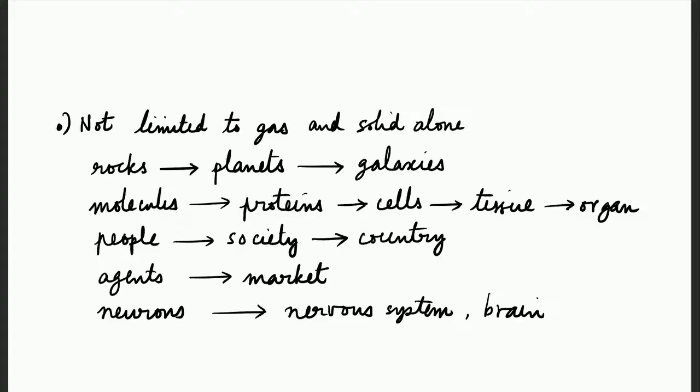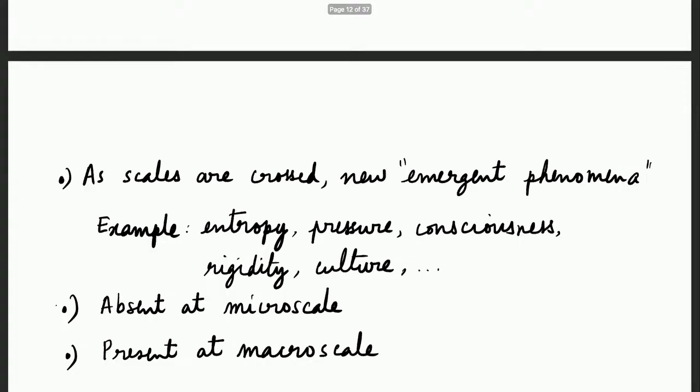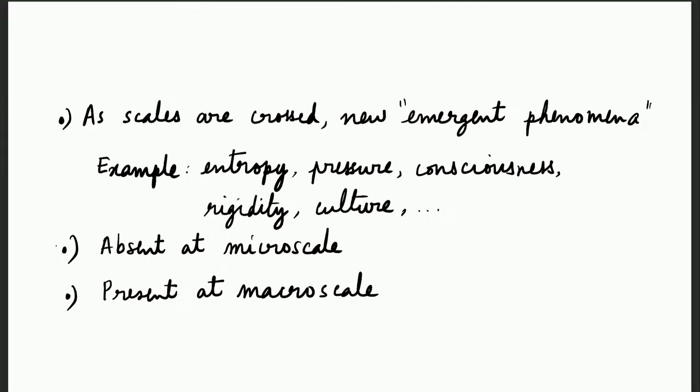Now, as the length scales are crossed from micro to macro, a lot of new emergent phenomena come. So, for example, we talked about pressure, which is not there at the single atom, single particle range, entropy, consciousness. Two neurons, there is no consciousness. Millions of neurons, suddenly you have consciousness. So, you cannot talk about consciousness at the micro scale, but you can talk about consciousness at the macro scale. Rigidity, culture. Single person, no culture. Society, there is a culture.